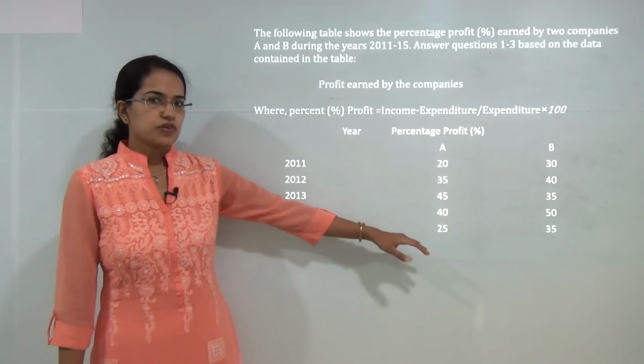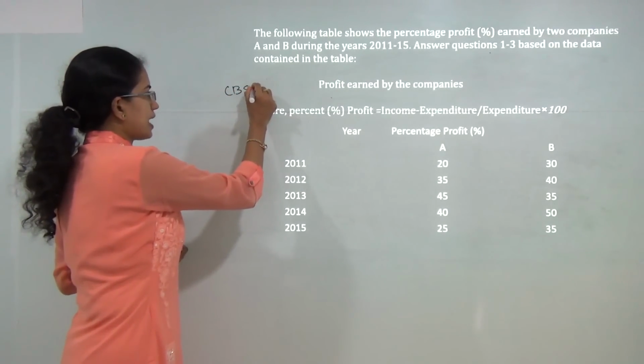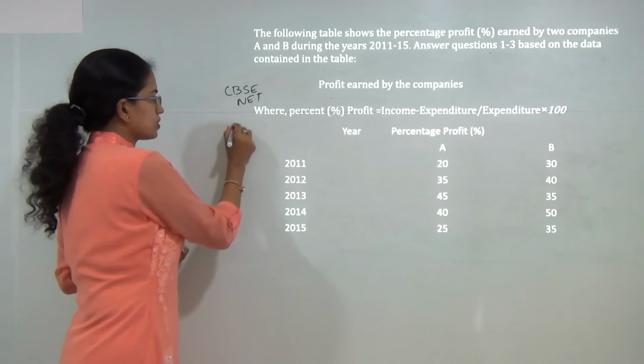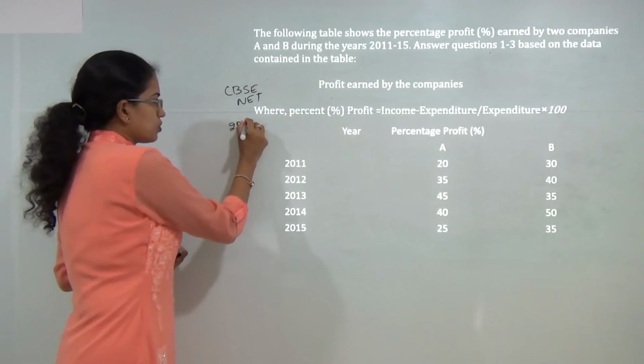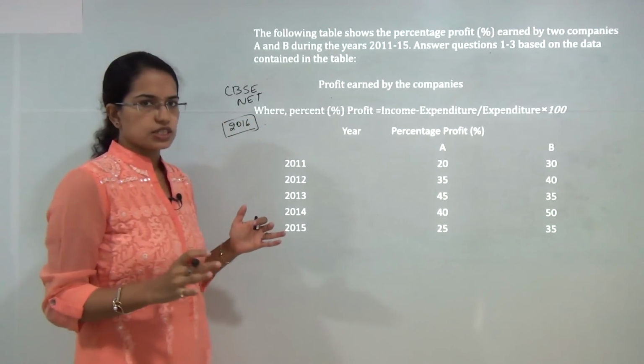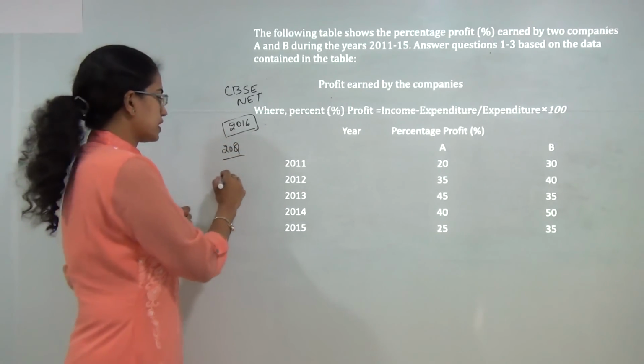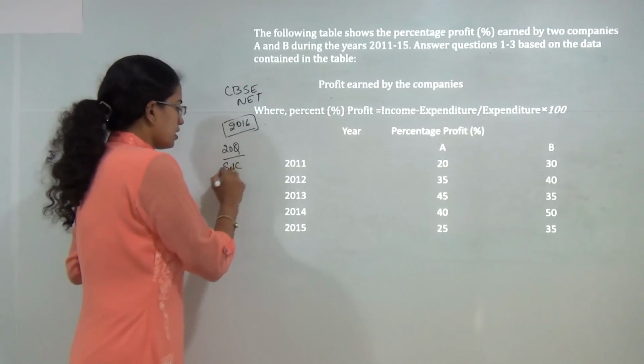Welcome. In this session, we'll start to solve the CBSE NET paper that happened on 10th of July 2016. We would be solving this paper in three sections. We'll cover the first 20 questions in this set. The set we are solving is set C.